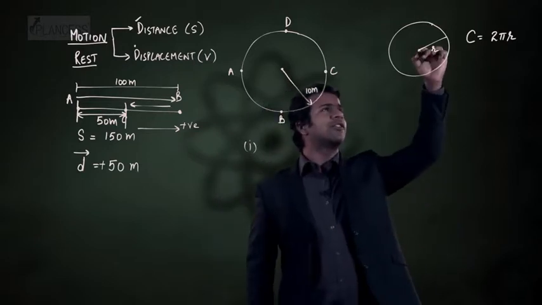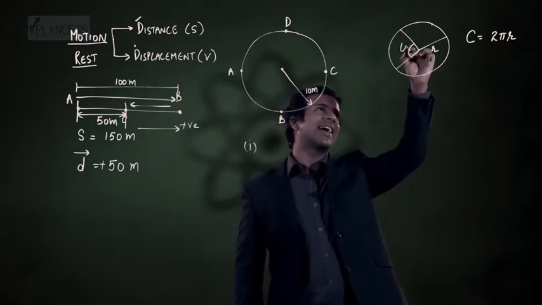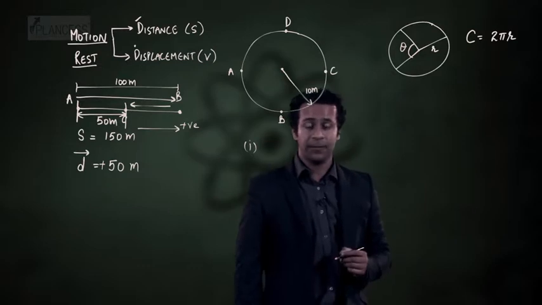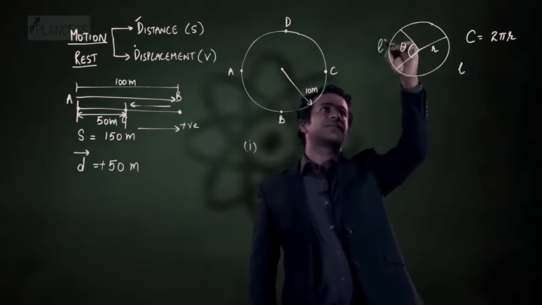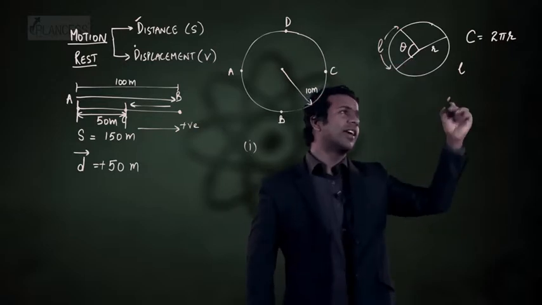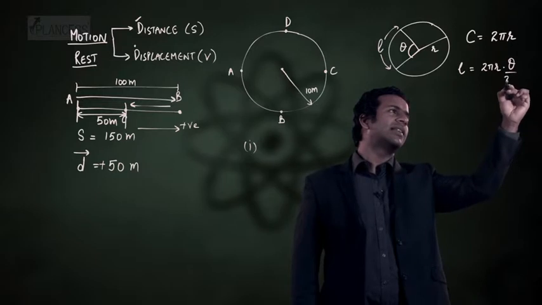Now, if you have a small sector which subtends an angle theta at the center, then the length of this arc is given by 2 pi r into theta by 360.